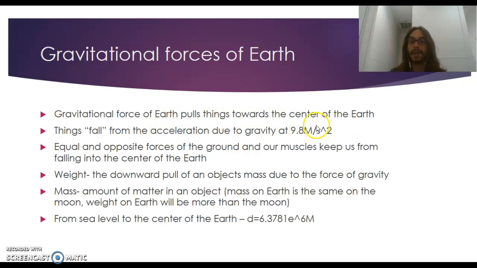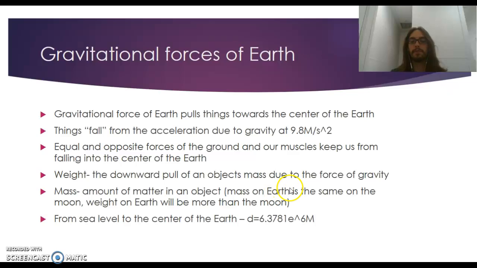What changes this is weight. So equal and opposite forces of the ground and our muscles keep us up from falling into the center of the Earth. That's why we're not pancakes, because we have muscles, and then the ground also pushes an opposite force away. So weight, that's going to be the downward pull of an object's mass due to the force of gravity, and mass is just the amount of matter in an object.